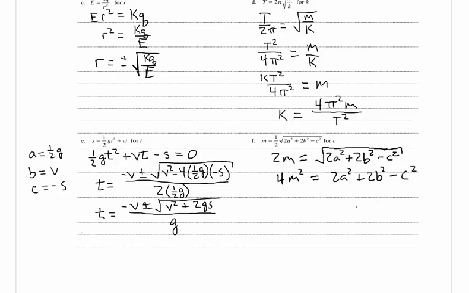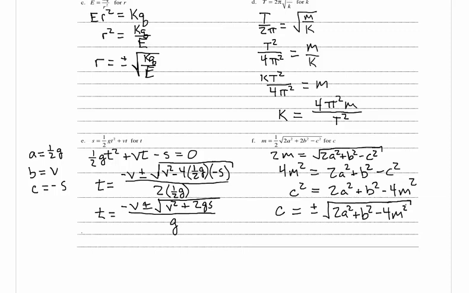And now I'm going to add c squared to both sides and subtract 4m squared from both sides, so I get c squared is equal to 2a squared plus 2b squared minus 4m squared. And now we're going to take the square root of both sides. So we have c is equal to plus and minus the square root of 2a squared plus 2b squared minus 4m squared. And that's all for this video on solving a formula for a variable.